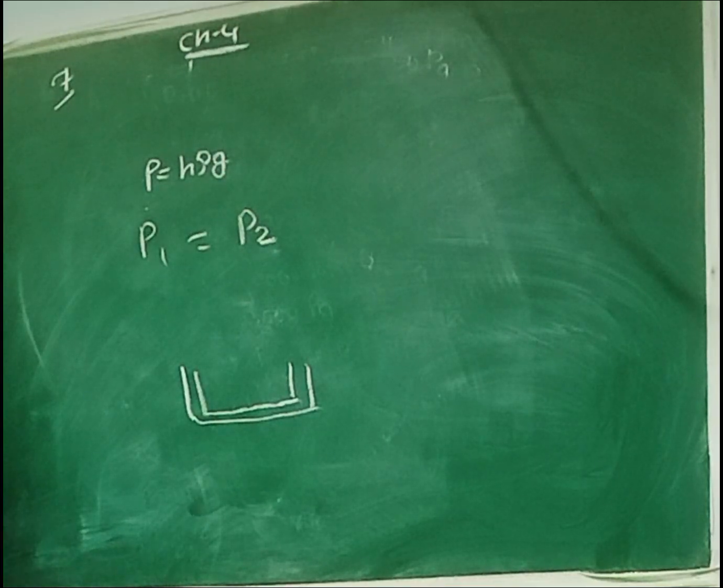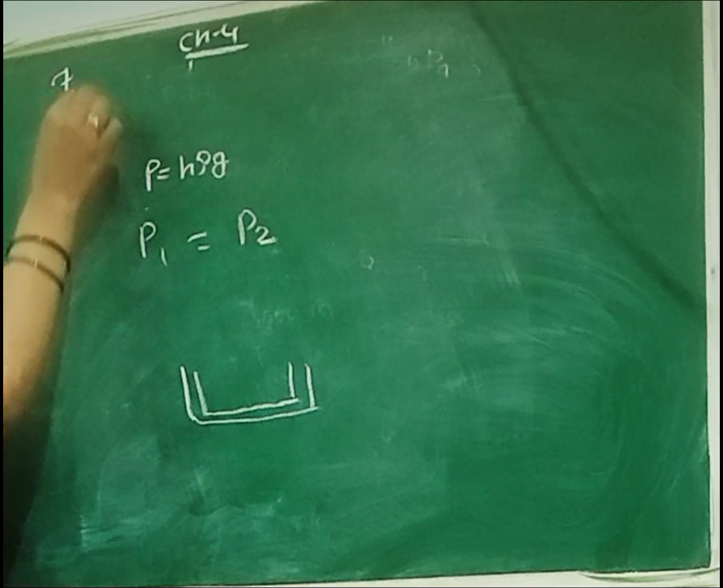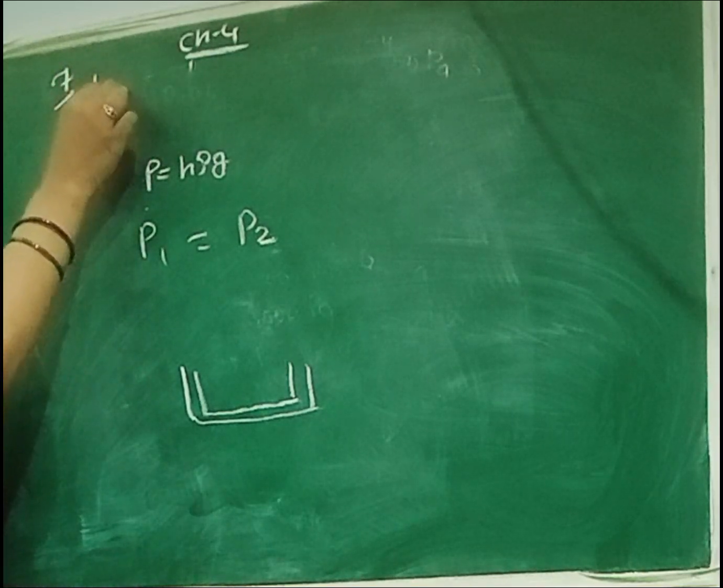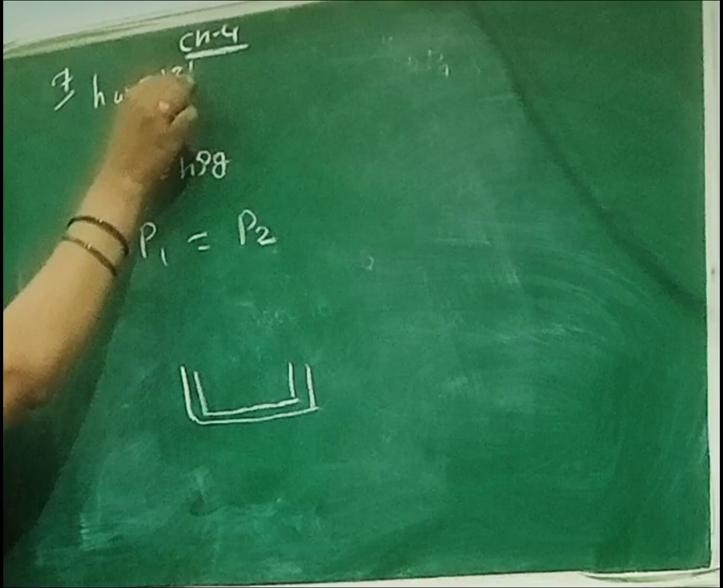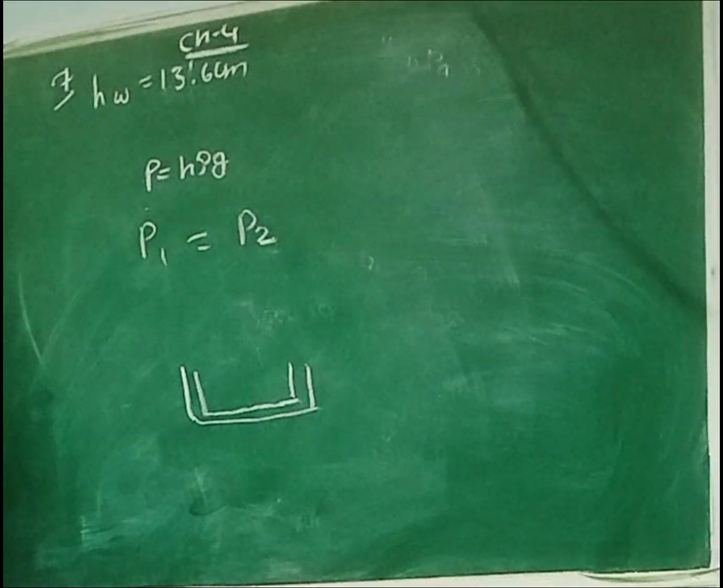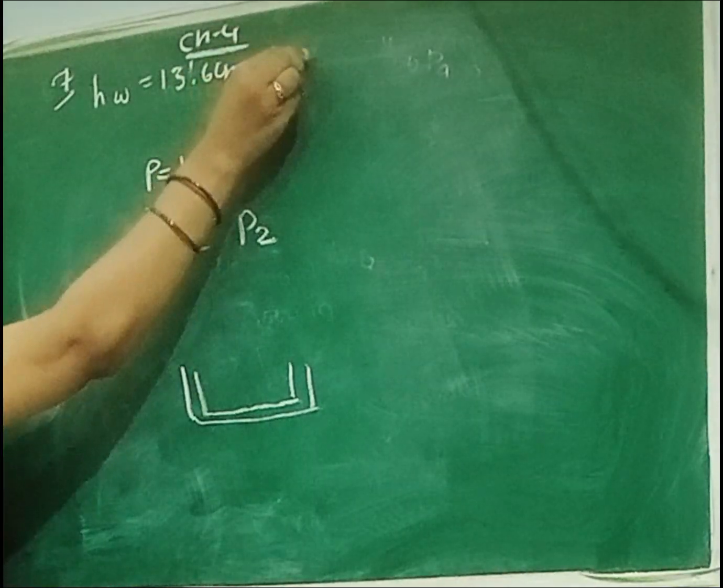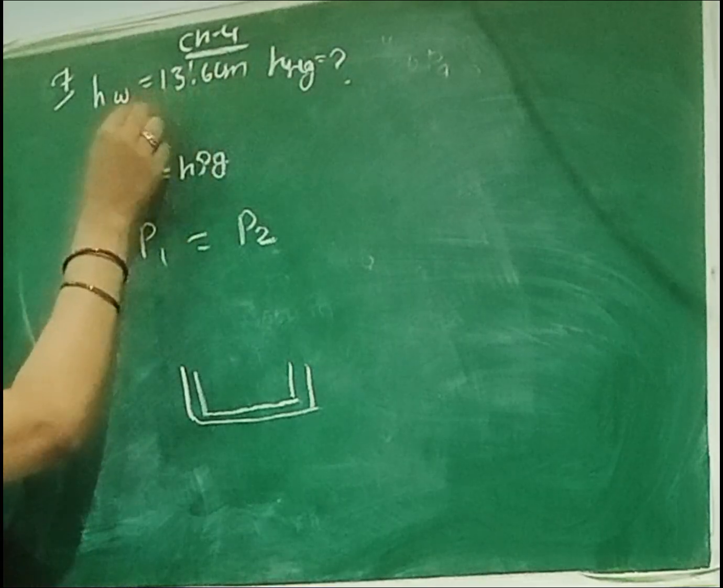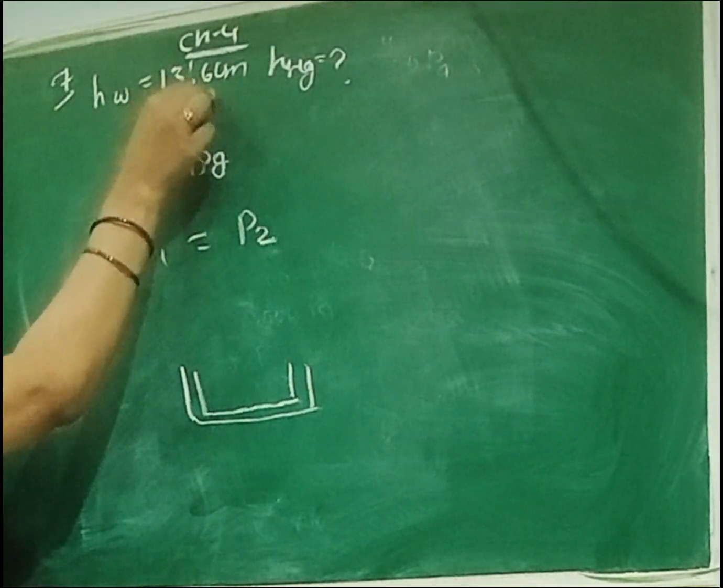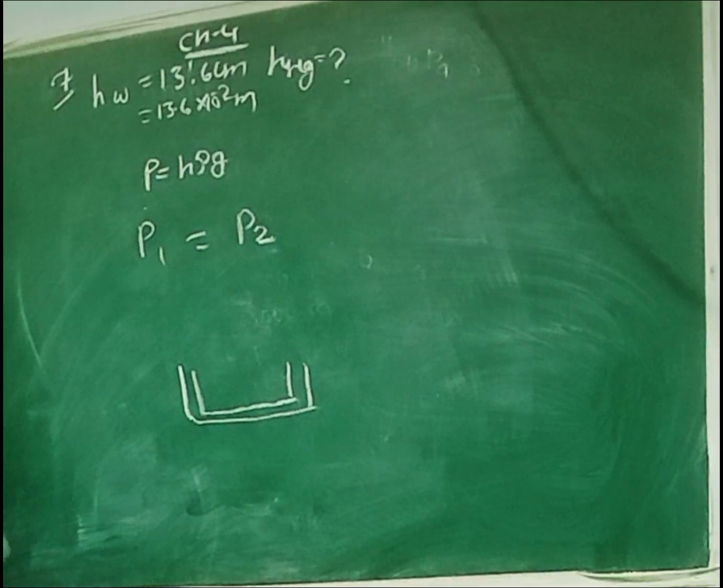Now you can see what is given. Height of water is given 13.6 centimeter. How much will rise in the mercury in the other arm? So we need to find out the height of mercury. This will be 13.6 into 10 to the power minus 2 meter. Centimeter is converted into meter. Okay.